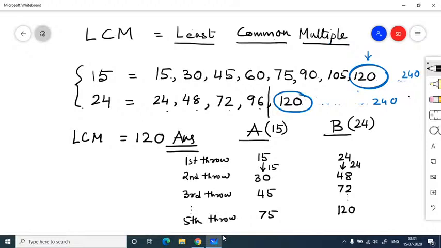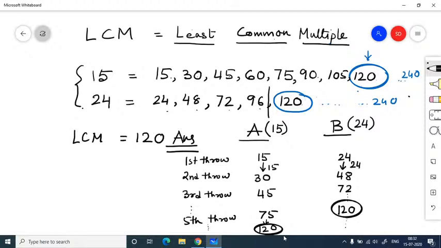Now, again, it will go on throwing. So, after the 8th throw, A will have 120 marbles and B will have some more. But after 8 throws, A will be able to accumulate 120 marbles in the bucket, and B will be able to accumulate 120 marbles only after 5 throws. So this is the meaning of LCM, that at what point of time will they have the same number.